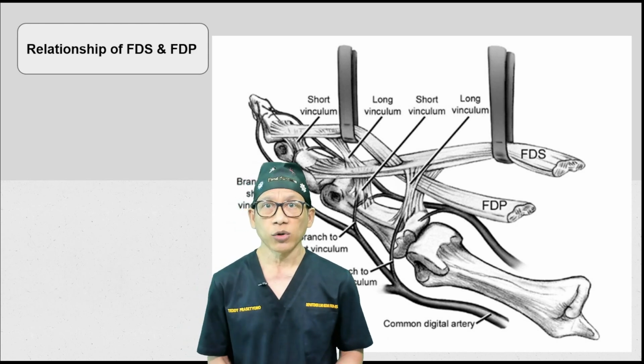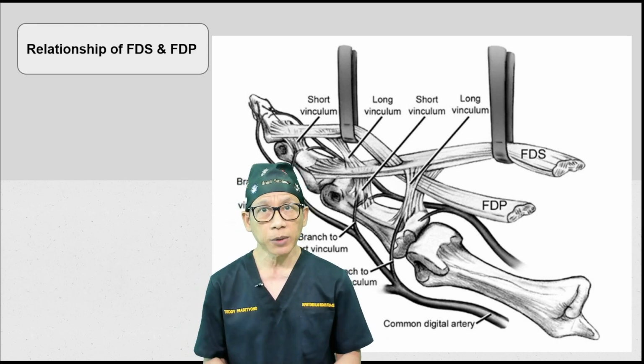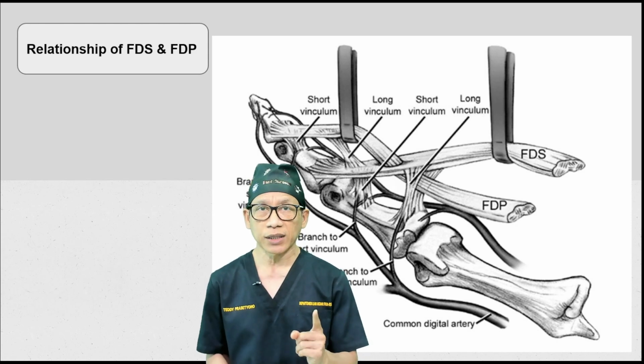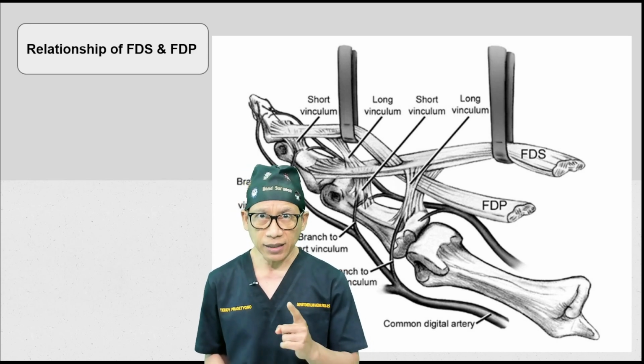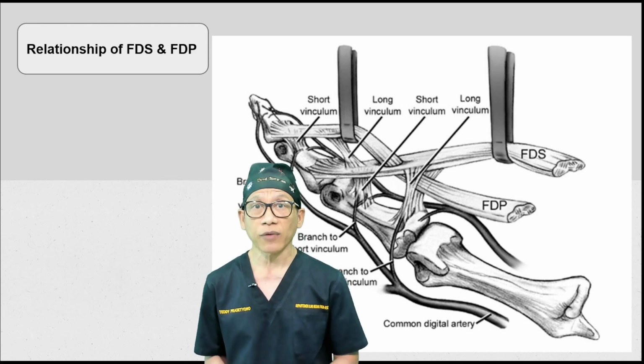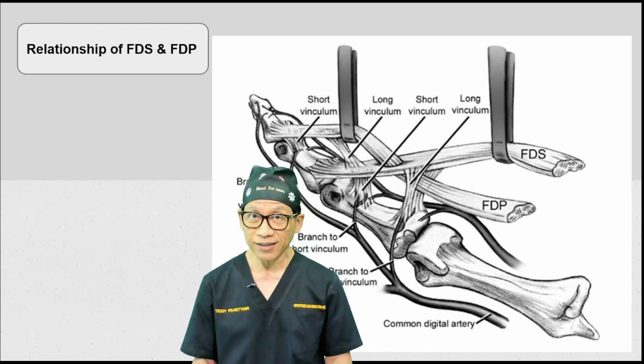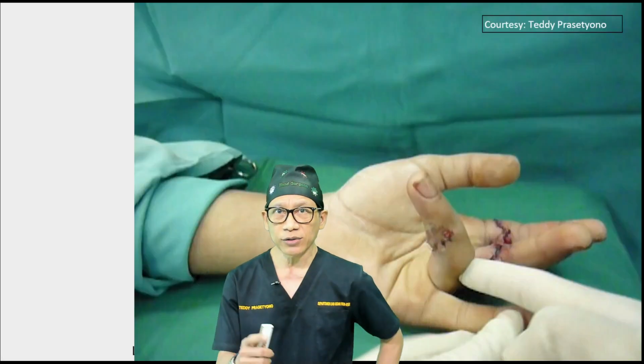Now, if I ask you who is actually responsible for the movement of the DIP, then it is the FDP. And the FDS is responsible for the flexion of the PIP. That's very easy, right? Okay, now let's go into this video.